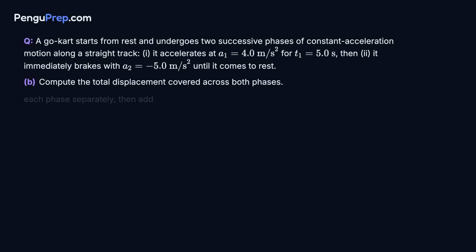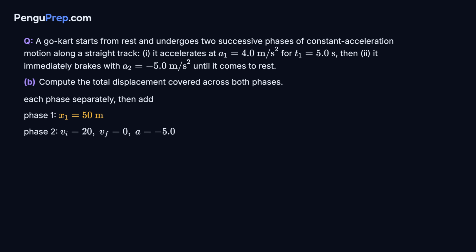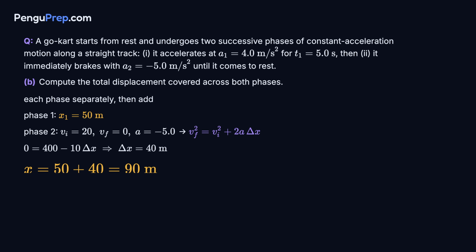For part B, we have to find the displacement for each phase separately, then add them together. For phase 1, we know the initial velocity, acceleration, and time. We're trying to find the displacement, so we use this equation. And plugging in the values, we get 50 meters. For phase 2, we know the initial velocity, the final velocity, and acceleration. We're trying to find the displacement, so we use this equation. And plugging in the values, we get 40 meters. So adding 50 and 40, we get 90 meters.